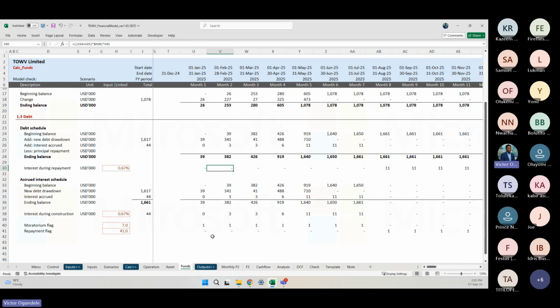Now, one of the reasons why we usually have circularity is when we calculate our interest during construction. If you go to this accrued interest schedule, we are using the beginning balance plus the new debt drawdown. Typically, in practice, what we usually use is the average of the previous period ending balance and the current period ending balance. If you are using that approach, it will definitely give rise to what we call circular reference. But for now, let's leave it the way we have it.